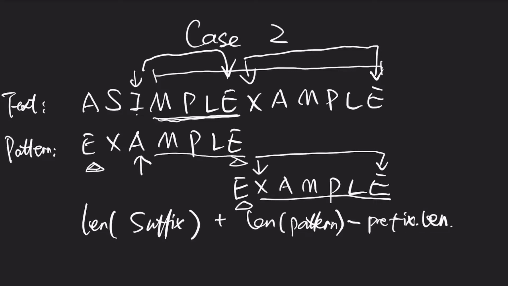Now you can understand why I said case 3 is a special case of case 2, because in case 3 it's 0. The length of the prefix is 0, because in case 3 no prefix equals the suffix. So in the coding part, we can combine case 3 and case 2 together.